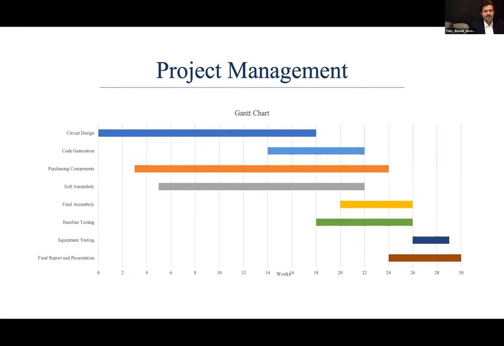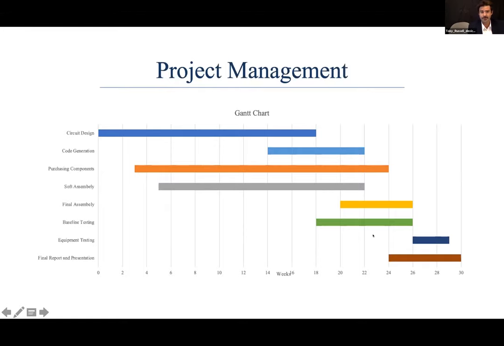Okay, so this is our Gantt chart. This basically depicts how we approached our project. I'm not going to spend a lot of time on the next 2 slides because we'd like to perform a little demonstration for y'all. But the only thing about this Gantt chart that's not totally accurate is the equipment testing.